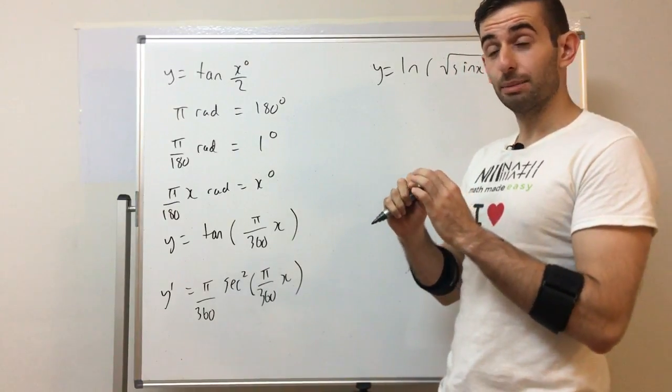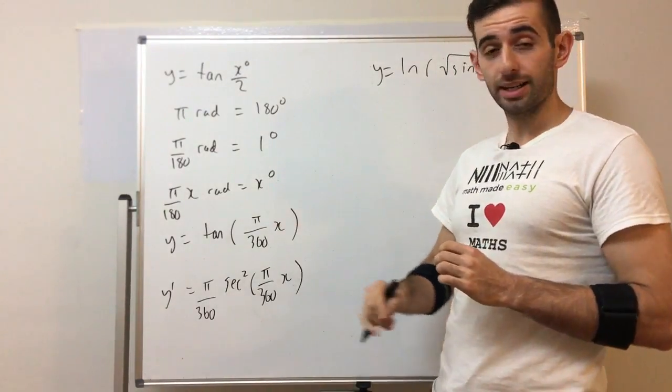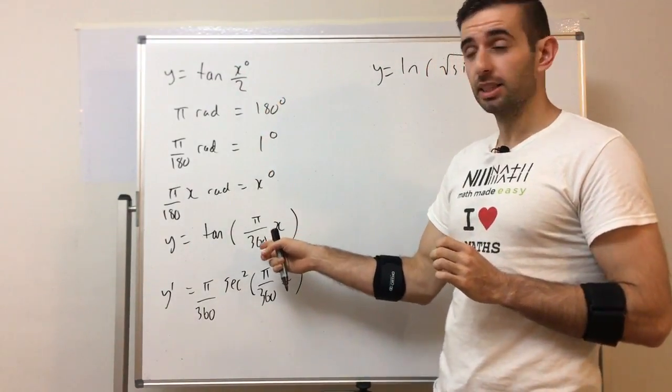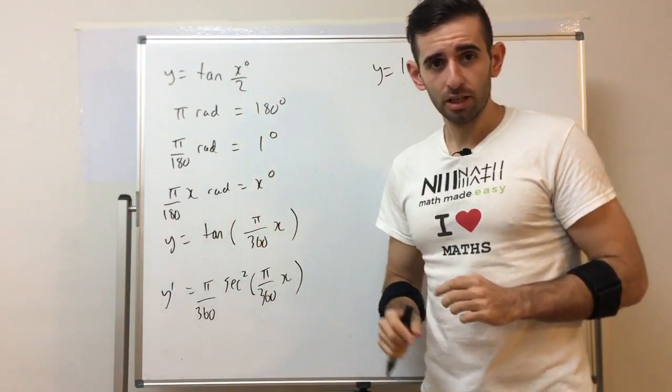So that question's really simple, except the trick was we had to convert degrees to radians. That's why I picked that, I wanted to show you. We can only differentiate when it's in radians, so we need to convert it.